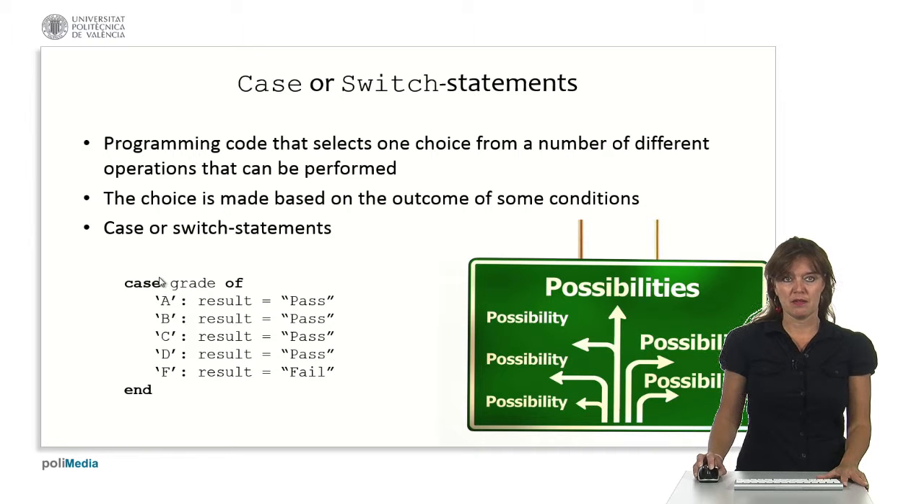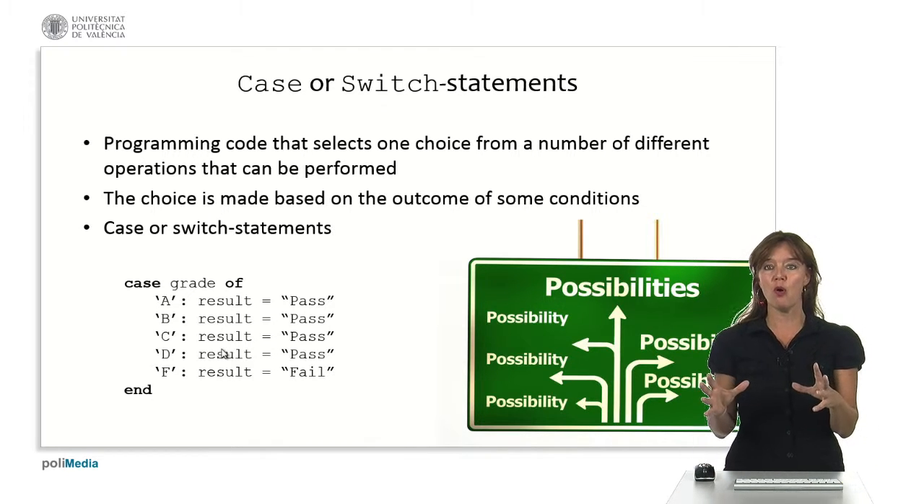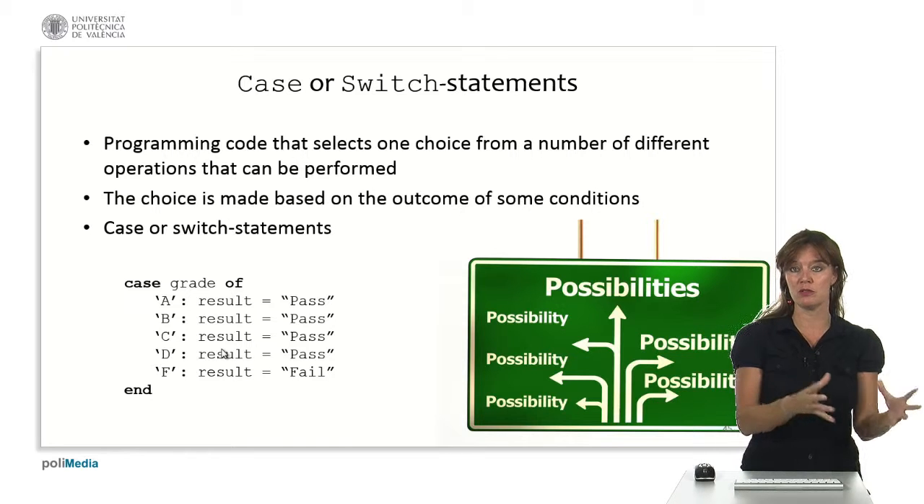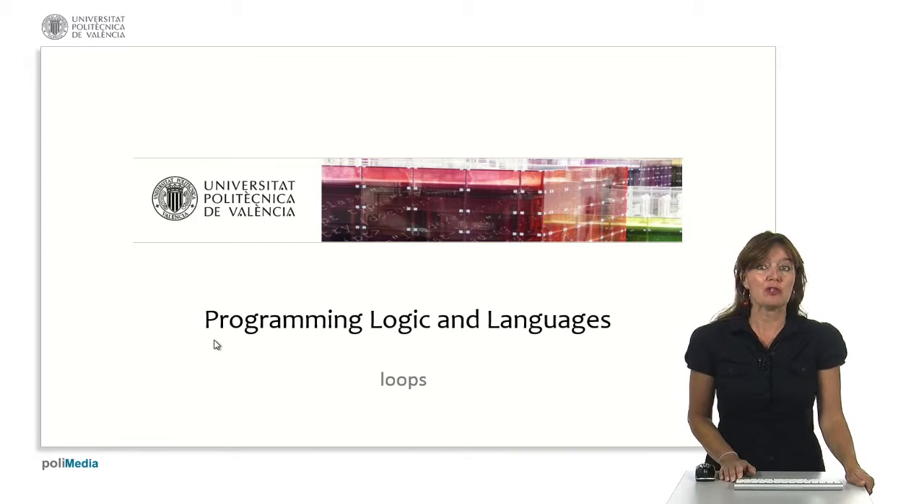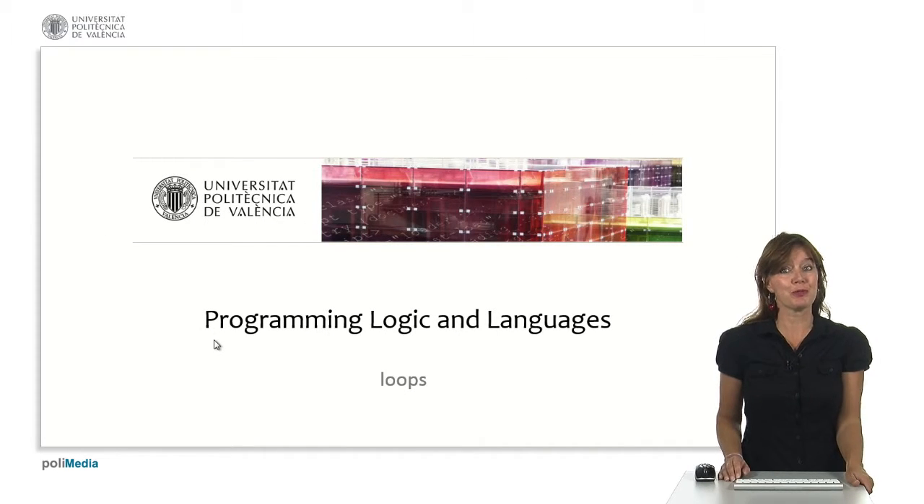In the case that the grade is one of these, then we do different things. If it's an A, then the result is pass. If it's a B, it's pass. If it's a C, it's also pass. If it's a D, it's a pass, but it's not so good, but we don't program this in this part. And if it's an F, it's a fail. So this is another decision structure to make your code go where you want it to go based on specific conditions and decisions. We also have looping statements for control structures, but we'll see that in the next video.